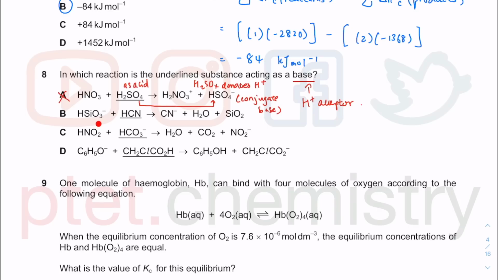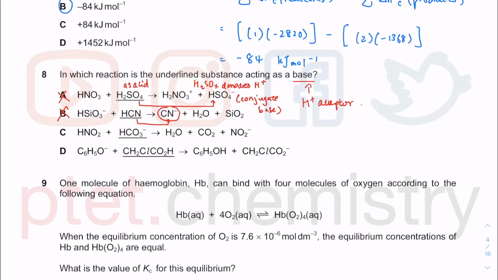Now what happened in this next one? This is a negatively charged species. And what happened with the HCN? Well, look for the conjugate base. The conjugate base is CN minus. The HCN donates the H plus, and that is still acting as an acid there.